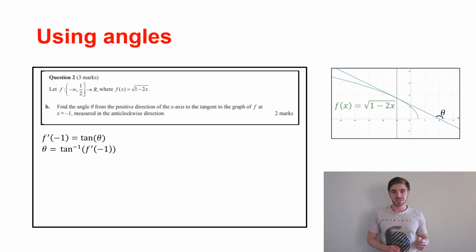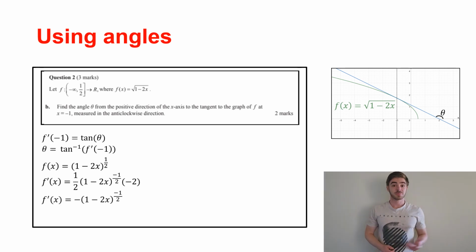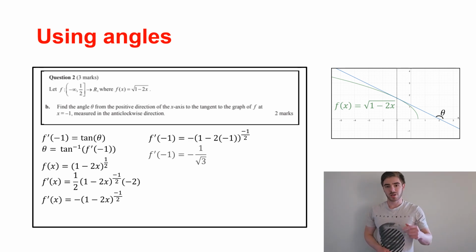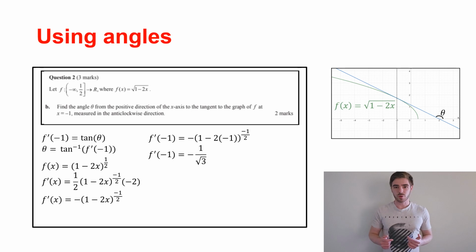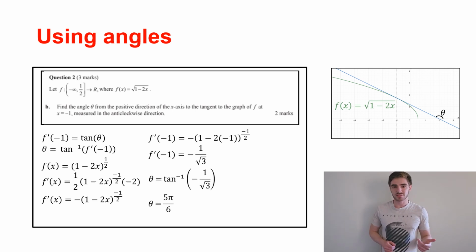So, to find the gradient of f of x, we're going to first find its derivative by using the chain rule. Now that we have the derivative, we want to find the gradient at x equals -1. So, we're just going to substitute x equals -1 into the equation, and thus find that the gradient is going to be -1 on root 3. If you got this far, then the fact that this is an exact value should tip you off that some circular functions knowledge is required here. -1 on root 3 is a tan exact value, which first occurs when theta equals 5 pi on 6, and therefore that's going to be our answer.